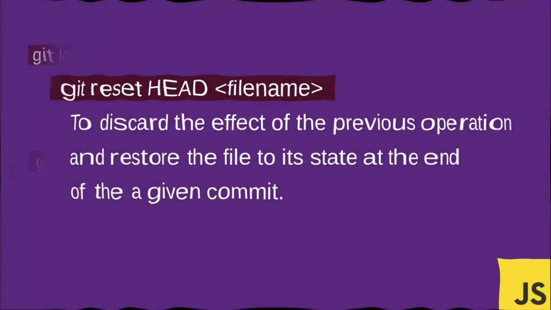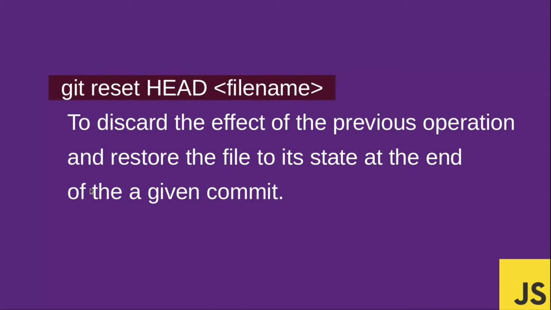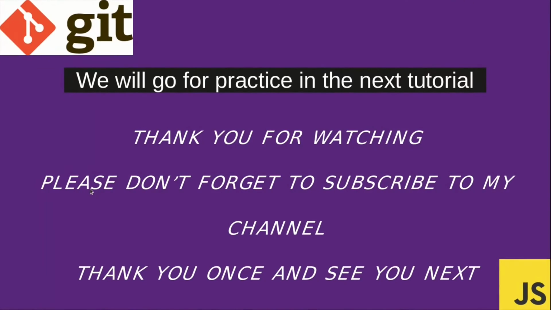Next, we have git reset HEAD followed by a file name, to discard the effect of the previous operation and restore the file to its state at the end of the given commit. So we are going to see that down below. We will go for the practice in the next tutorial.